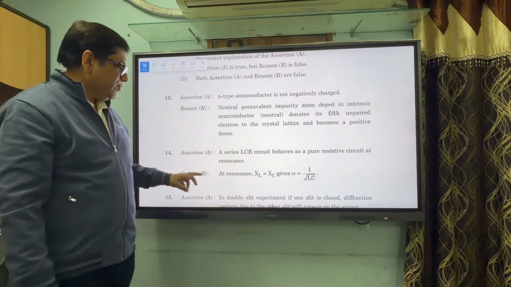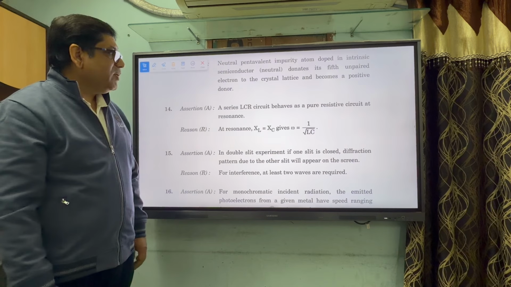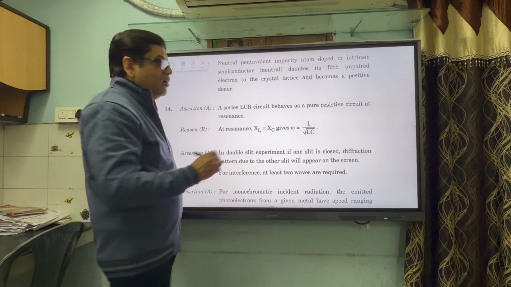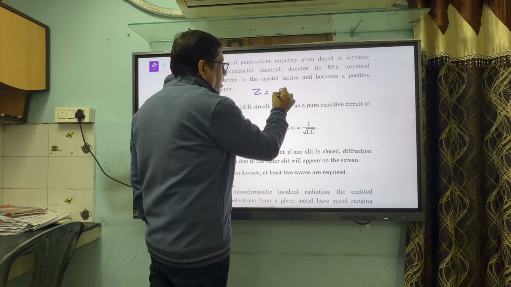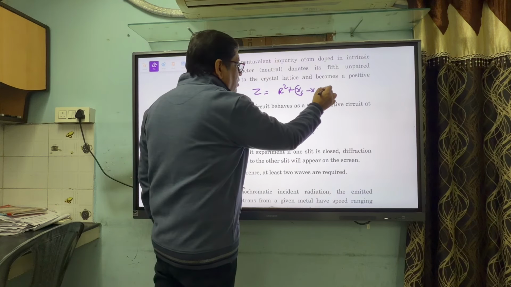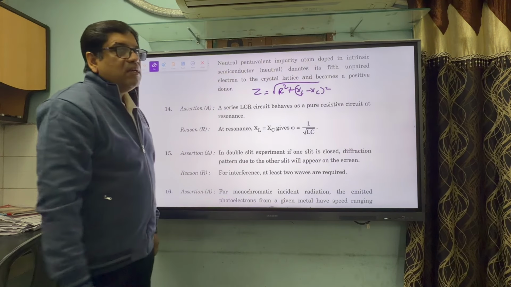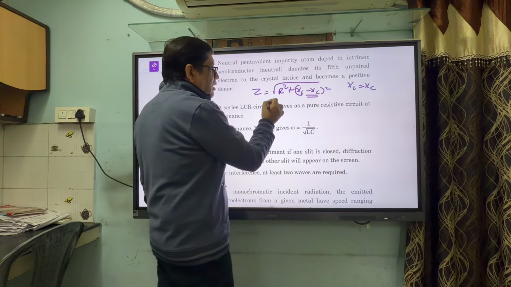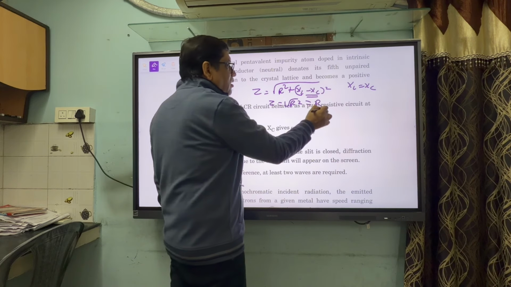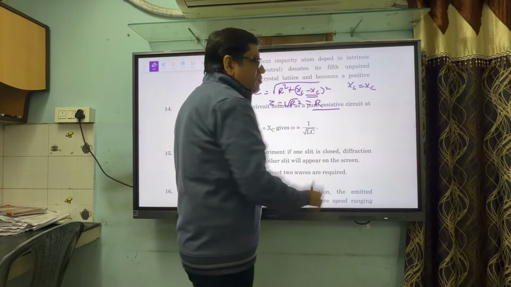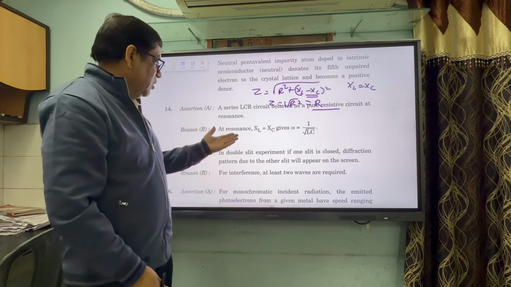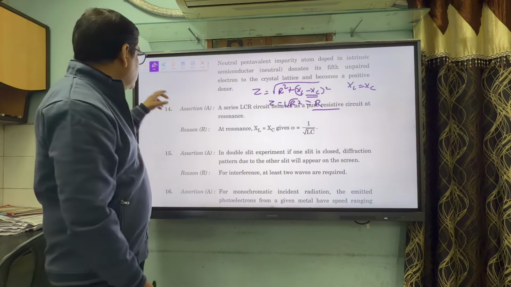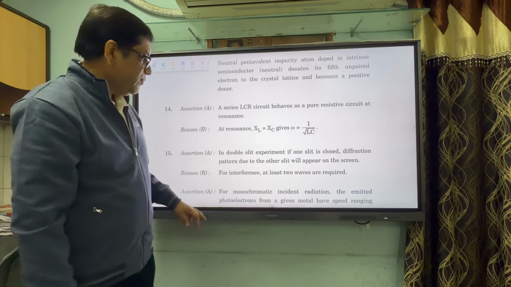We go to the next question. A series LCR circuit behaves as a pure resistive circuit at resonance. Obviously correct. We'll try to answer ourselves. Impedance of RLC is given by the square root of R square plus (XL minus XC) whole square. At resonance, XL becomes equal to XC. So this part becomes 0. Z becomes under root of R square, that is R. So only resistance is left. So it becomes a purely resistive circuit because XL becomes equal to XC. So same is written here in reason. So assertion is correct, reason is correct, and it is the correct explanation. So answer is again A for this.